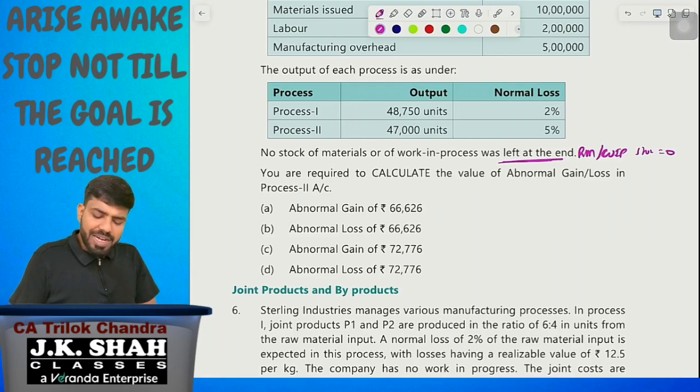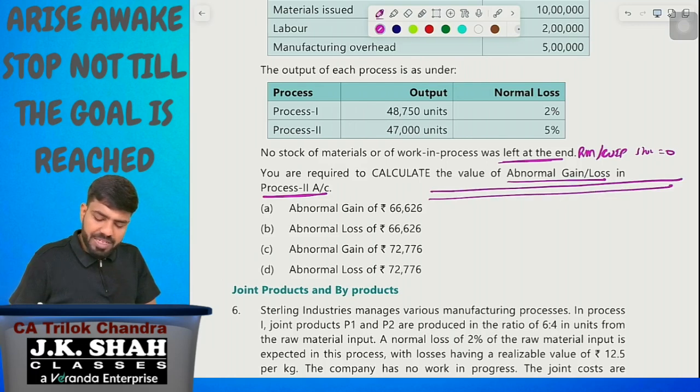You are required to calculate the value of abnormal gain or loss in process 2. How to do that? Simple. We know the format. I am just drawing it roughly, it is clearly given in the material only.